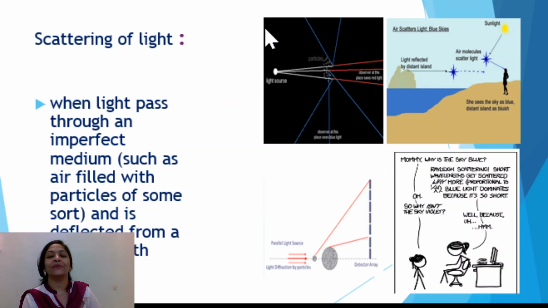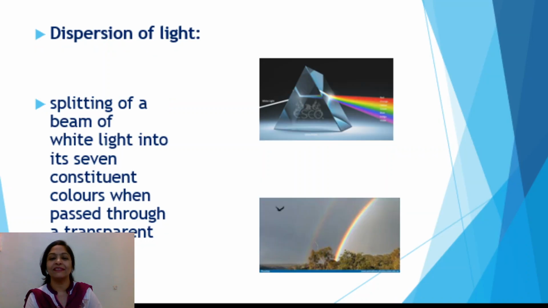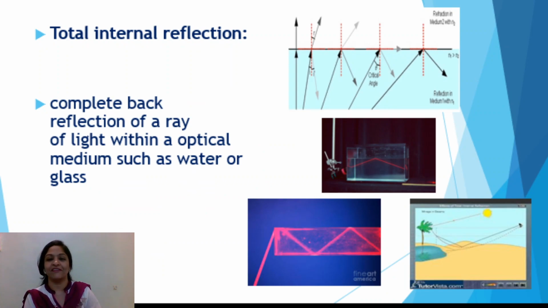Because of this we can see the blue sky, because there is more deflection or scattering of blue light. So in this way we have learned what is meant by scattering. Now we will go ahead and discuss the next thing, that is total internal reflection. Very interesting it is. We will see the mirage formation.